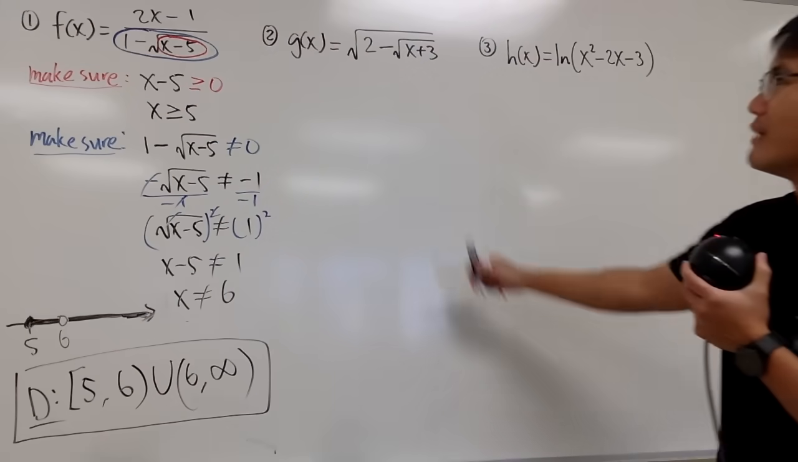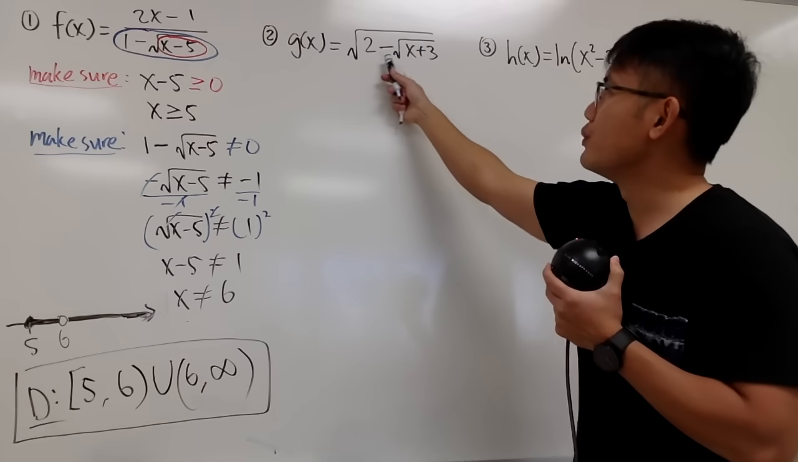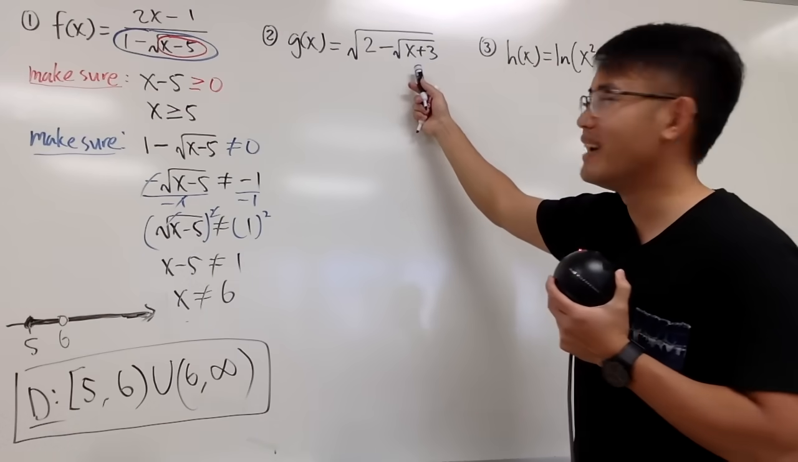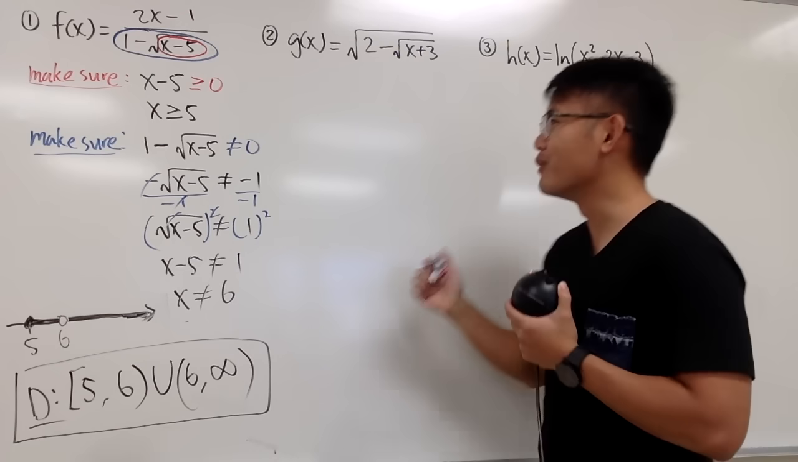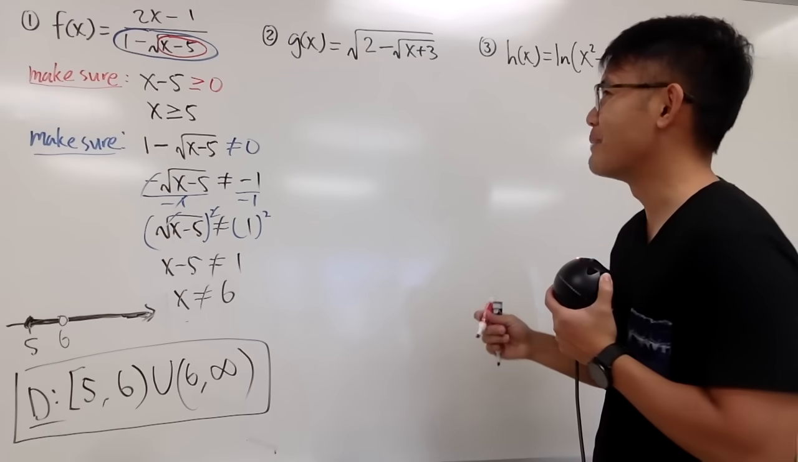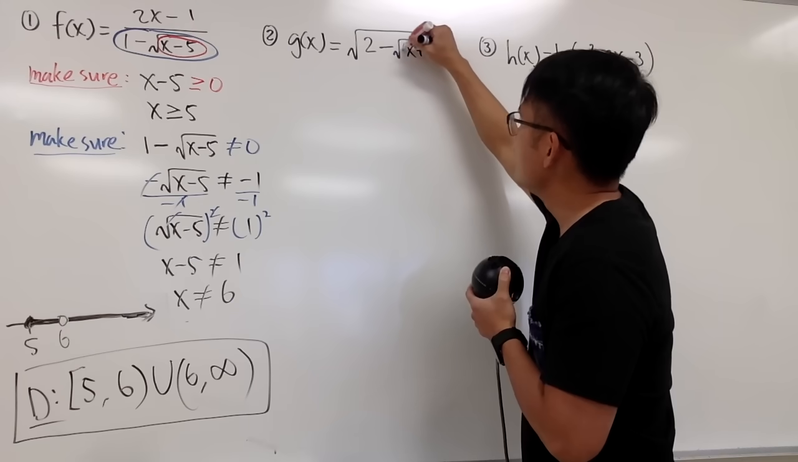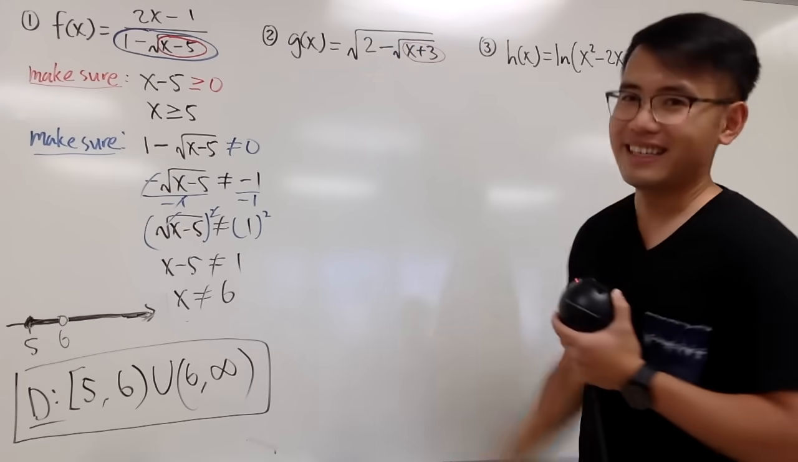Okay, for the second one, we have g of x, square root of 2 minus another square root of x plus 3. So 2 square roots. So we have to make sure two things happen, right? Okay, from here, do the inside one first. Inside of the inside.